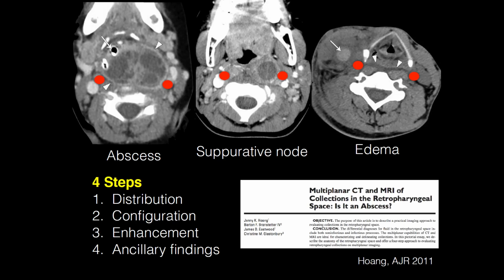And then ancillary findings are helpful. For the edema, it's going to accompany another abnormality, like a thrombosed vein, a patient that's had radiation, or an infection somewhere else. And for a suppurative lymph node, look for the enlarged tonsils or another infection in the head and neck.